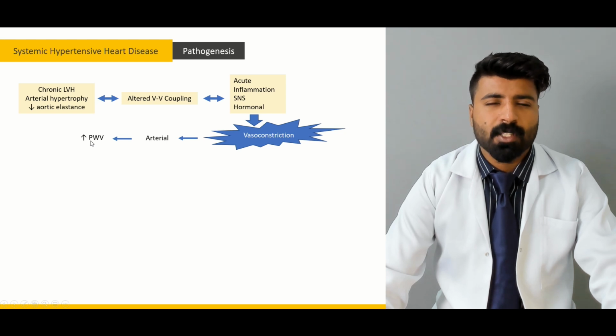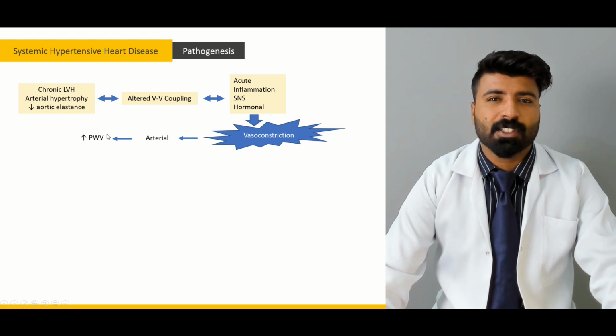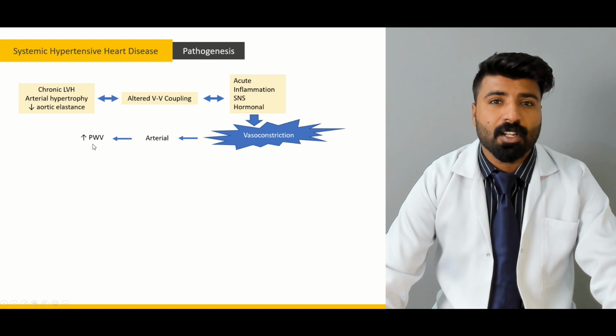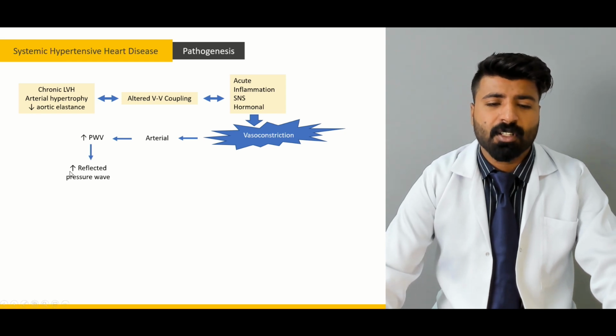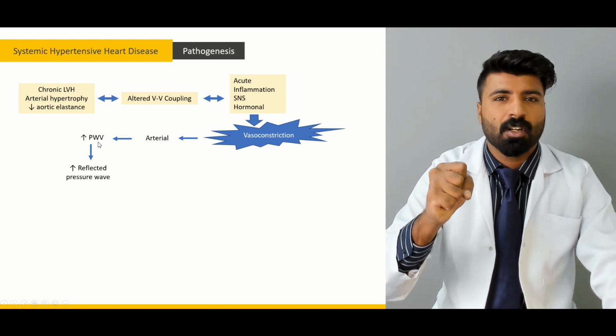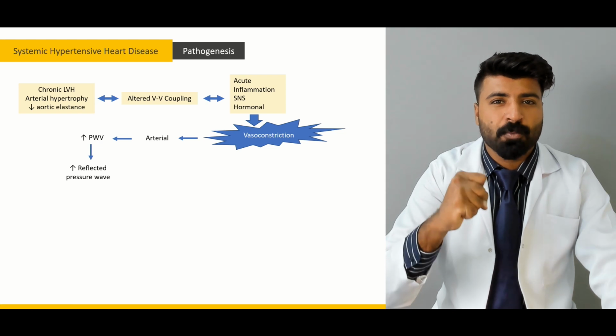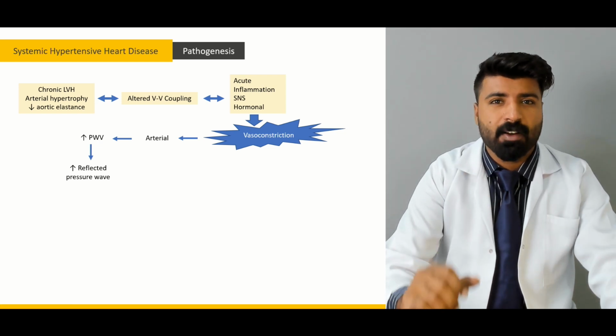So due to arterial vasoconstriction, what's going to happen? Increased PWV. What is increased PWV? Pulse wave velocity. Increased pulse wave velocity means that the vessels are now more stiff. They're not elastic, they're more stiff. When they're more stiff, what are the consequences? Increased reflection or reflected pressure wave. Now the pulse waves are going to be reflected and they're going to be higher.